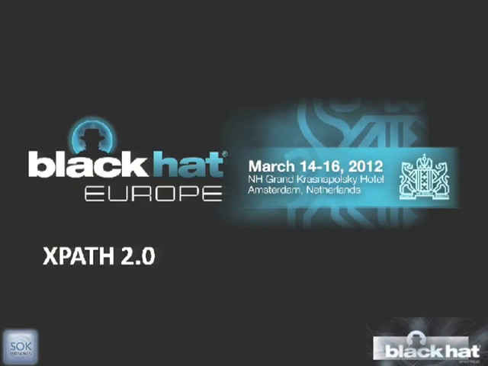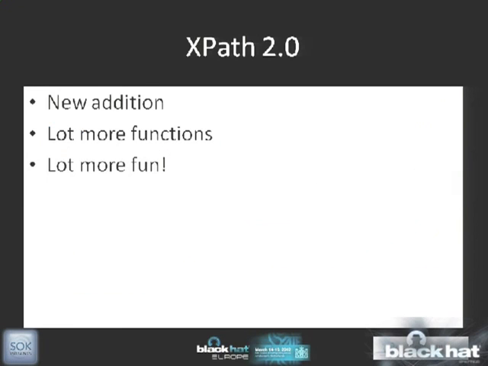XPath 2. So XPath 2 is the new addition within the XPath query language. It comes with a lot of features. We talked about some of the hacker-friendly functions like ASCII that did not exist in XPath 1. So XPath 2.0 is aimed to increase the feature set of XPath 1.0. So it has a lot more features, and you can have a lot more fun with it.